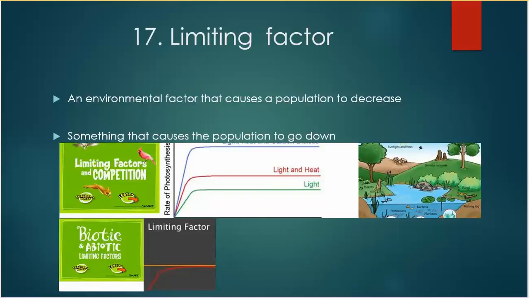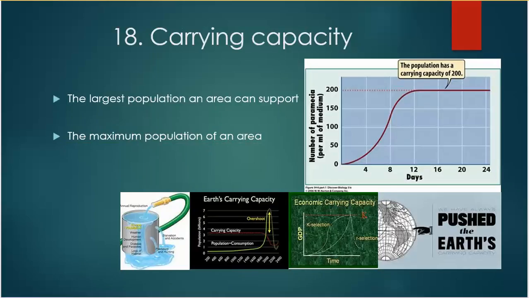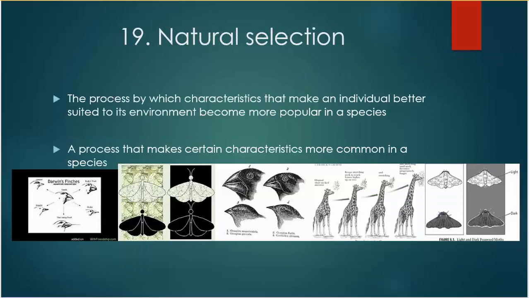Limiting factor, an environmental factor that causes the population to decrease. Something that causes the population to go down. Carrying capacity, the largest population an area can support. The maximum population an area can support. Natural selection, the process by which characteristics that make an individual better suited to its environment become more common in a species. A process that makes certain characteristics more common in a species.